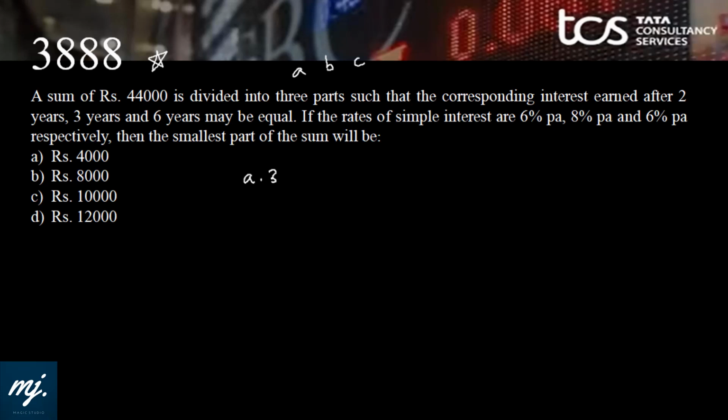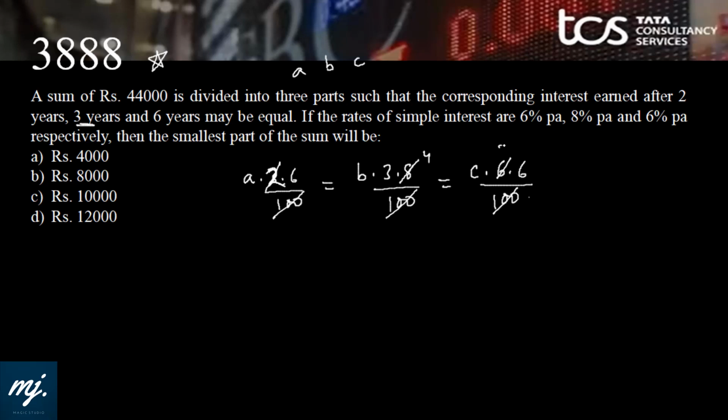That means A into 2 into 6 by 100 is equals to B into 3 into 8 by 100, and this is equals to C into 6 into 6 by 100. Okay, so if I cancel out this 100 so that I can make it in some equitable format, divided by 2, and 3 is also gone. So what we get is 2A equals to 4B equals to 6C.